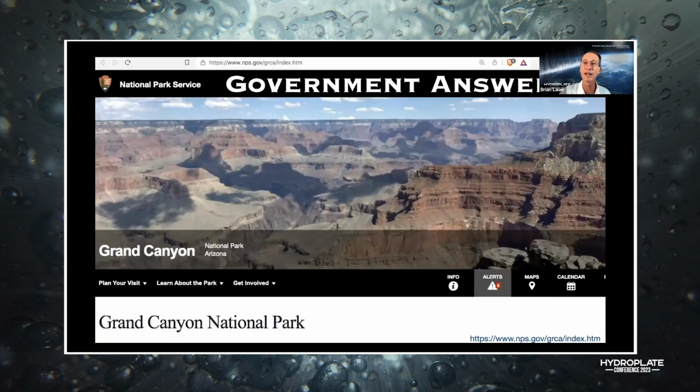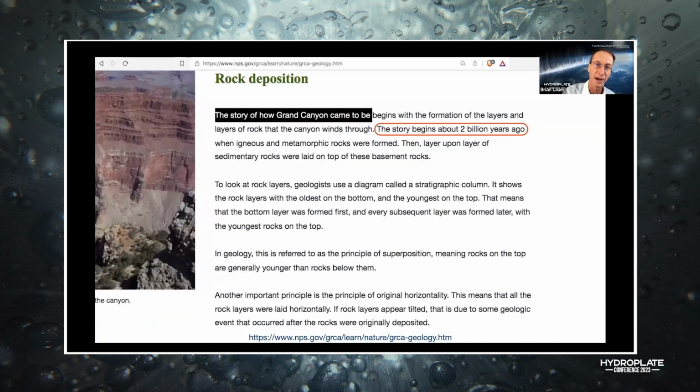Okay, now this is how the government tries to answer these questions. This is the National Park Service website, and I just updated this a couple of weeks ago. Notice it's the story of how Grand Canyon came to be, blah, blah, blah. The story begins about 2 billion years ago, blah, blah, blah. Okay, it's a story. This isn't science.